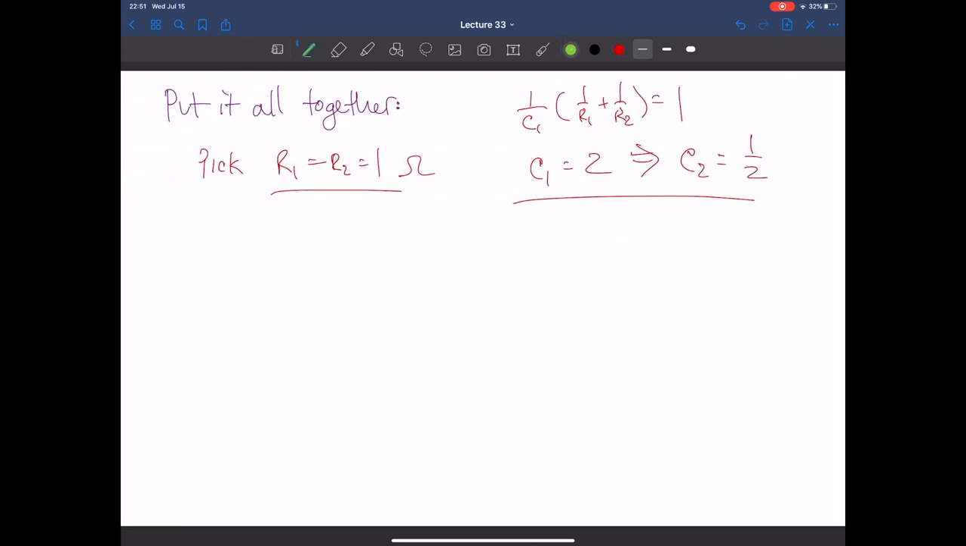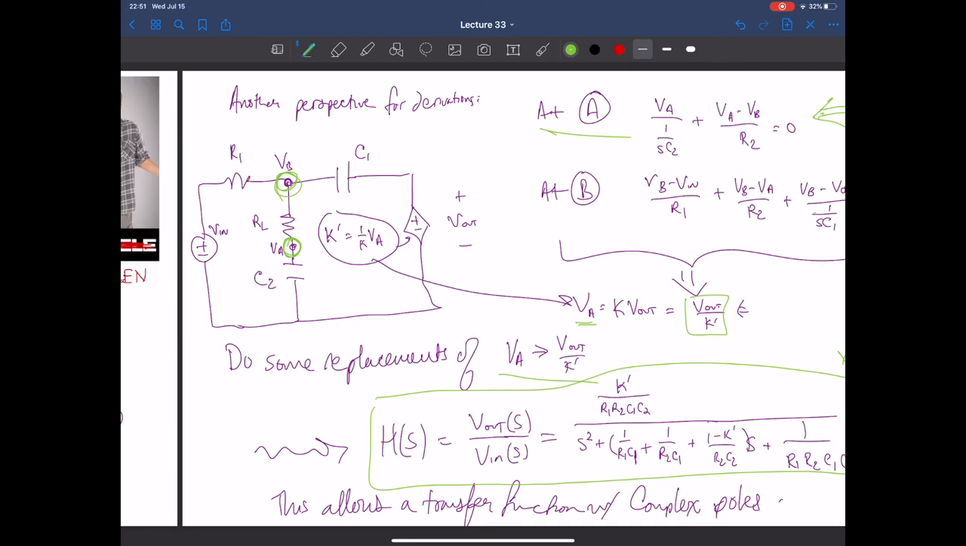All right, so let's draw this out real quick. Now, recall that our overall transfer function was the following. This was 1 over S plus 1. Let me go back here and double check.